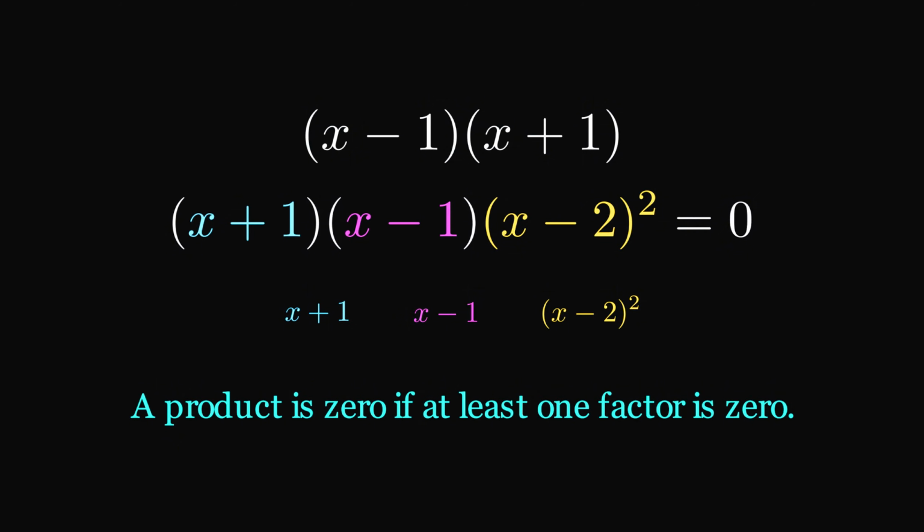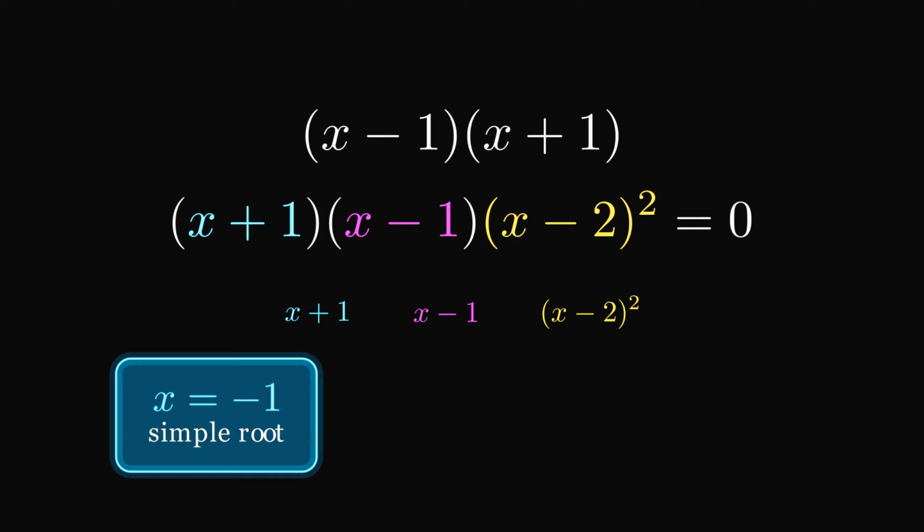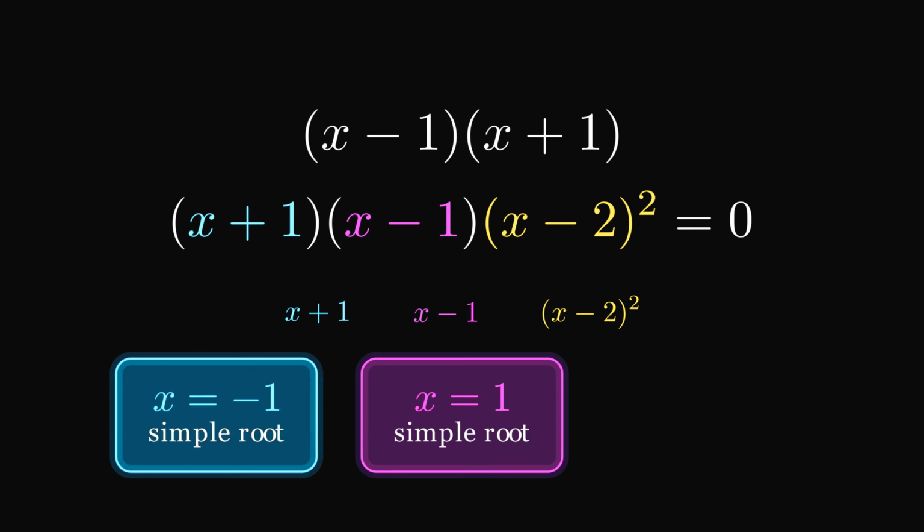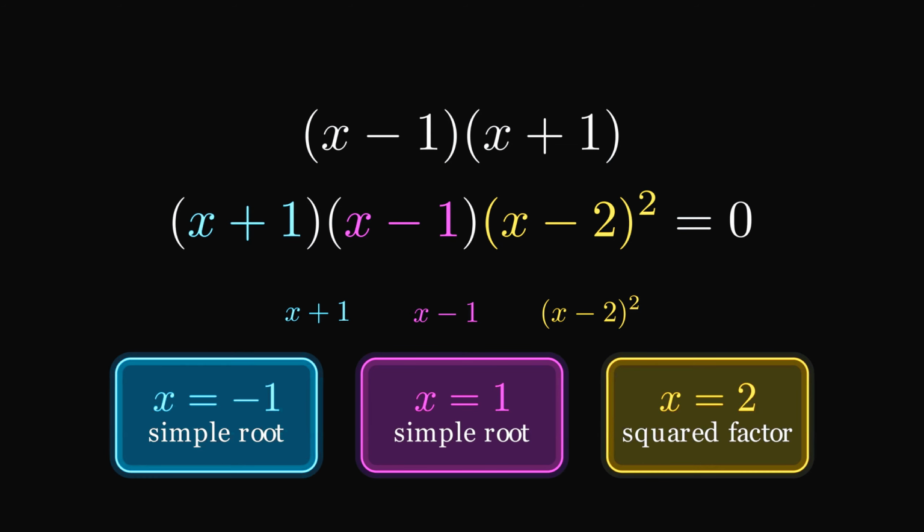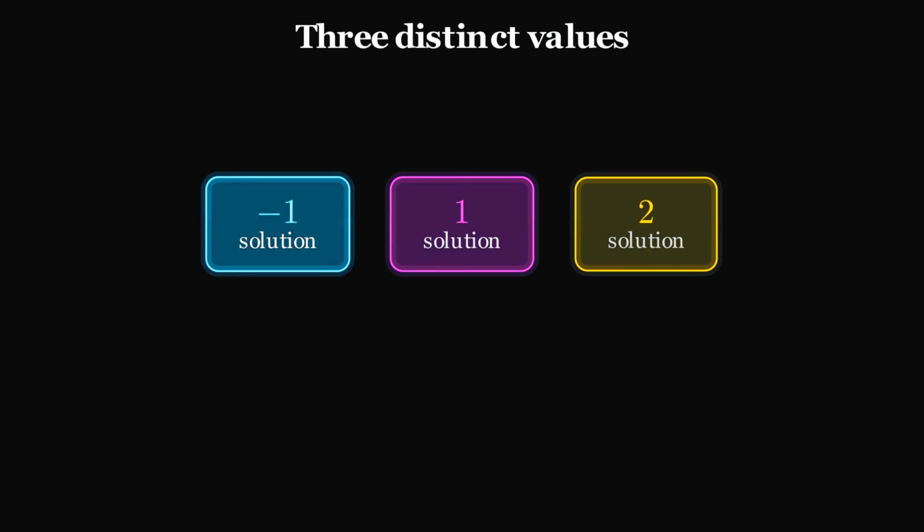A product equals 0 when at least one factor equals 0. The first factor gives x = −1. The second gives x = 1. And the squared factor gives x = 2. That appears to be only 3 answers: −1, 1, and 2.